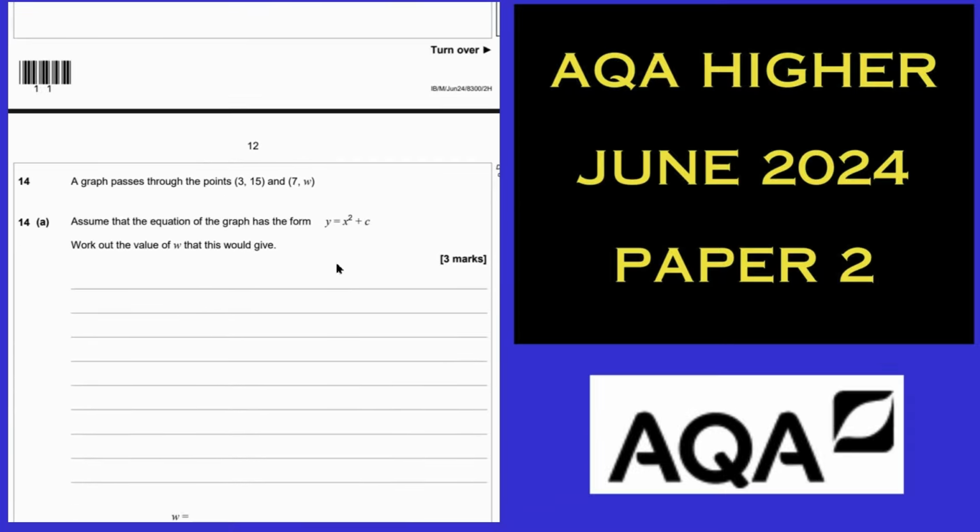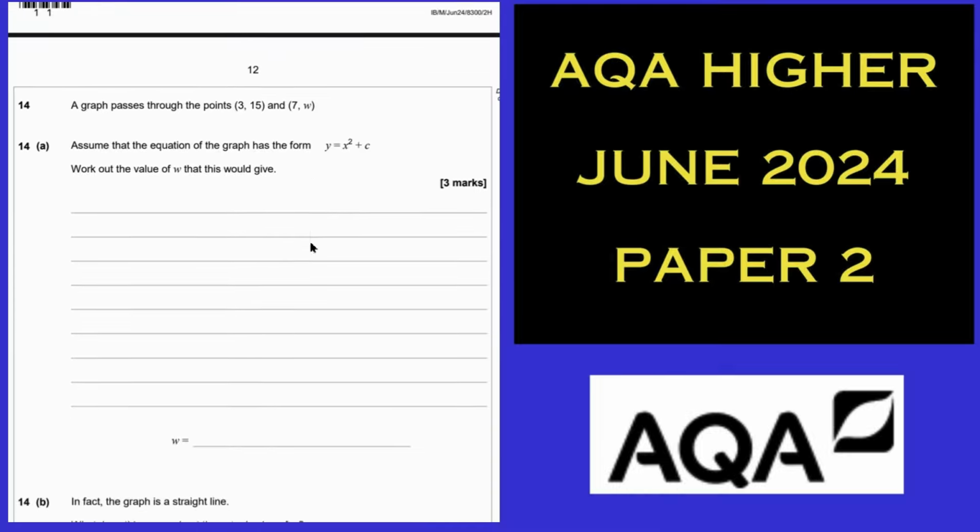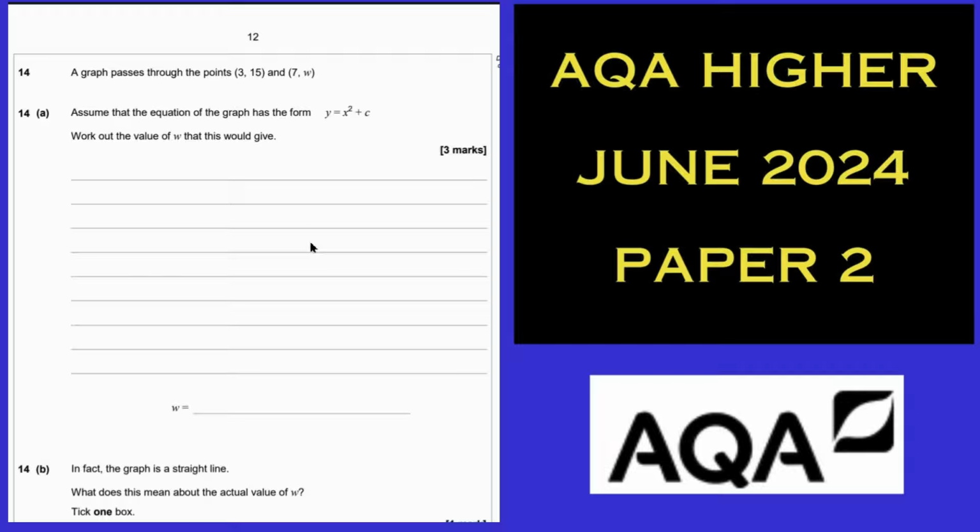Number 14. Part A. Assume it's in that form. So assume it's in the y equals x squared, but moved up or down a bit. Well, anyway, if it goes through that point, it tells you that when x is 3, y is 15. Sub them in. When x is 3, y is 15, we know that c is 6. So it's this one. It's the x squared graph moved up 6 units.